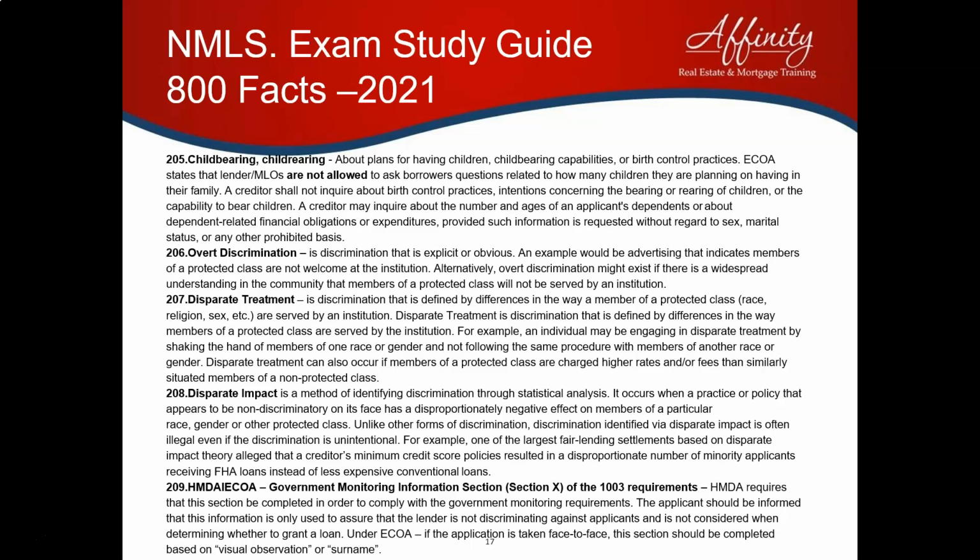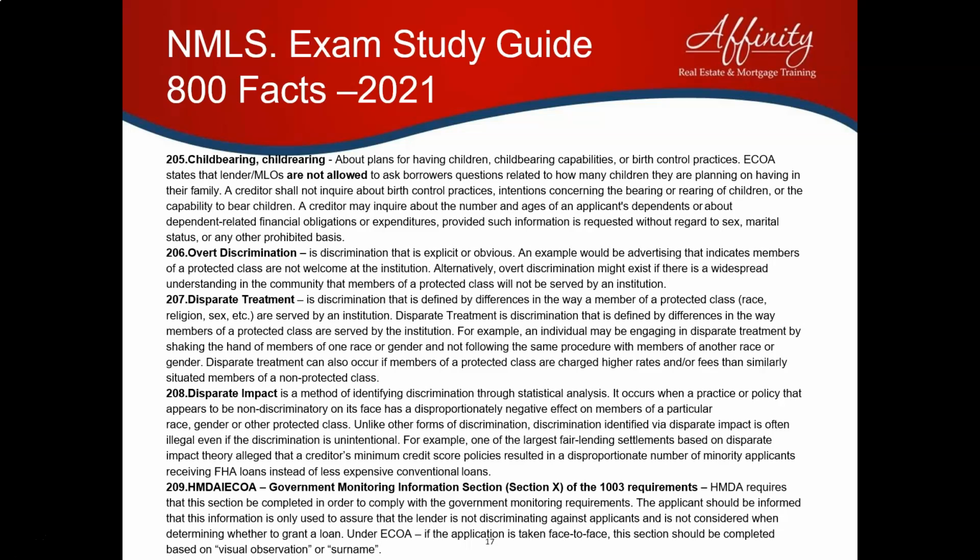Disparate impact is a method of identifying discrimination through statistical analysis. It occurs when a practice or policy that appears to be non-discriminatory on its face has a disproportionate negative effect on members of a particular race, gender, or other protected class. Unlike other forms of discrimination, discrimination identified via disparate impact is often illegal, even if the discrimination is unintentional.